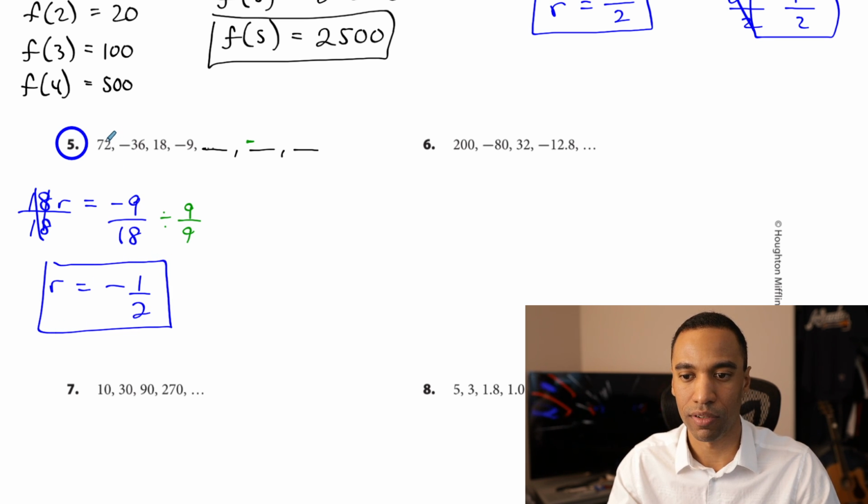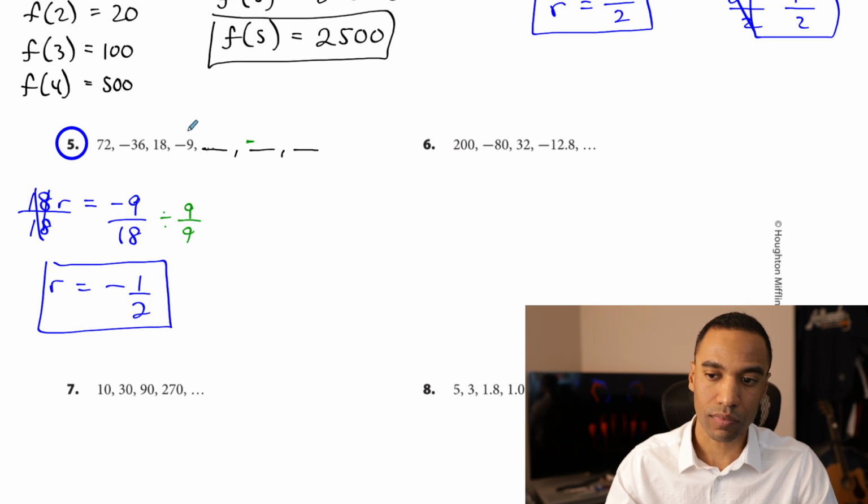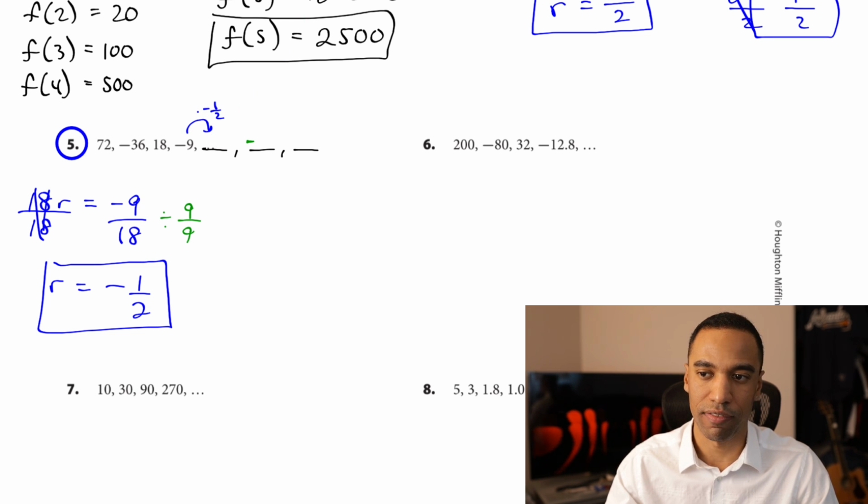This is -1/2. 72 chopped in half is 36. 36 chopped in half is 18. 8 chopped in half is 9. Chopped in half is what? We'll figure it out. We'll use it as a fraction. -9 times -1/2. We already know it'll be positive, as I didn't write a sign.